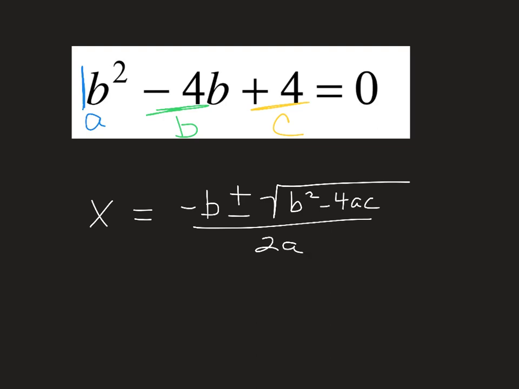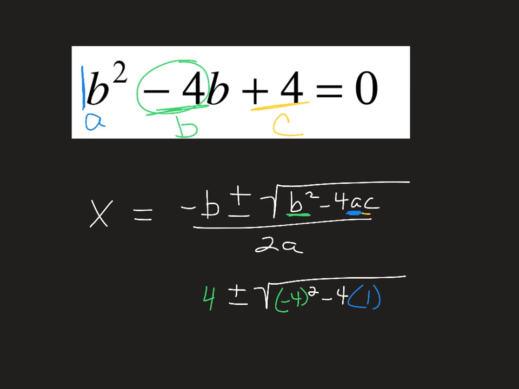So then I am going to substitute those values into the equation. Because that's a negative 4 for b, I know a negative 4 is going to end up being a positive 4. So I'm just going to write it that way right from the get-go. B to the second power is going to be negative 4 squared minus 4. A is 1. C is 4. And it's all going to be over 2 times A, which is 2 times 1.